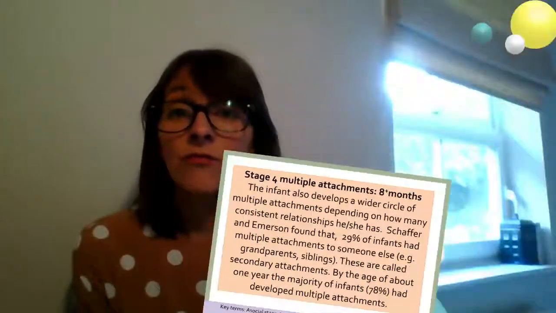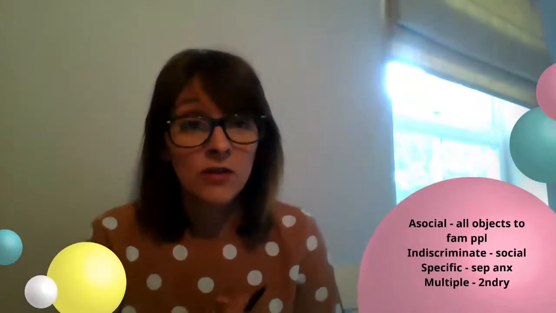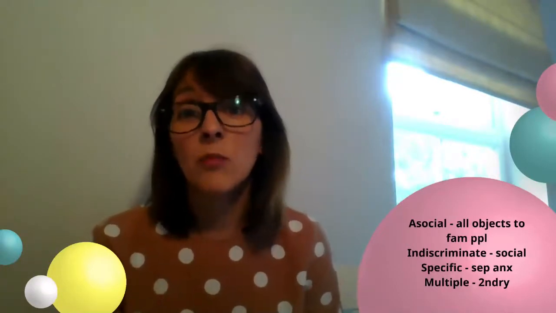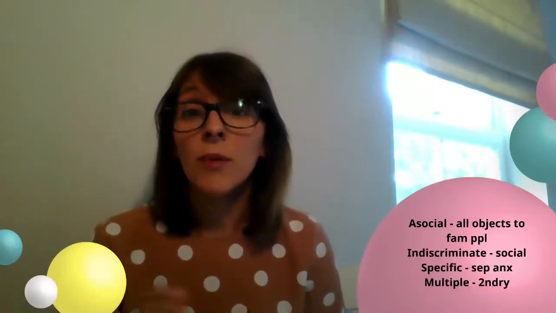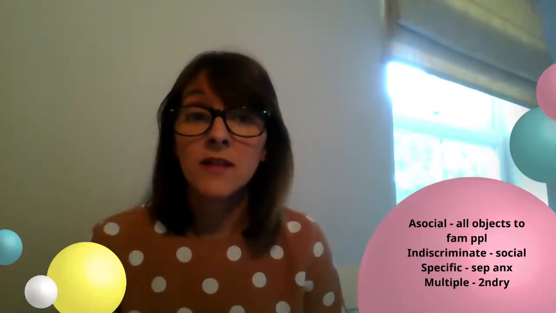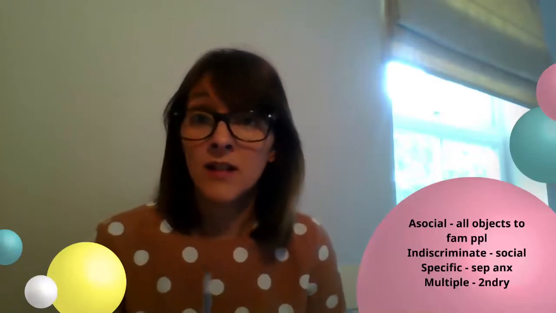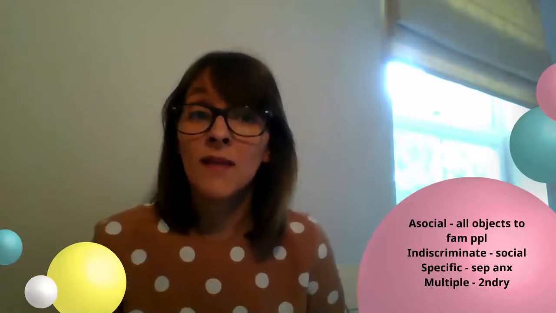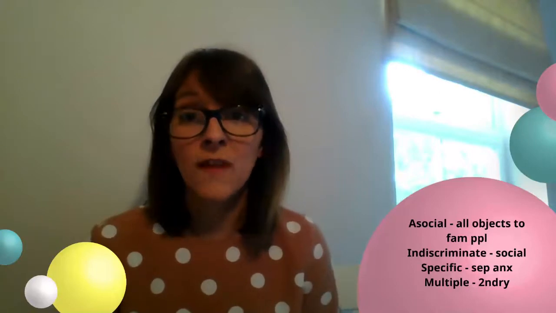Okay, so just to recap what we've done so far, there's 4 stages. The first one is asocial. This is where they have the same response to all objects, but towards the end they prefer familiar people. Then the second stage is indiscriminate, and this is when infants are more social, but again they prefer familiar faces. Then we have specific attachment, and this is where an infant starts to develop separation anxiety, so around 7 months, and this is when they get upset when their primary caregiver leaves, and they feel joy when they return.